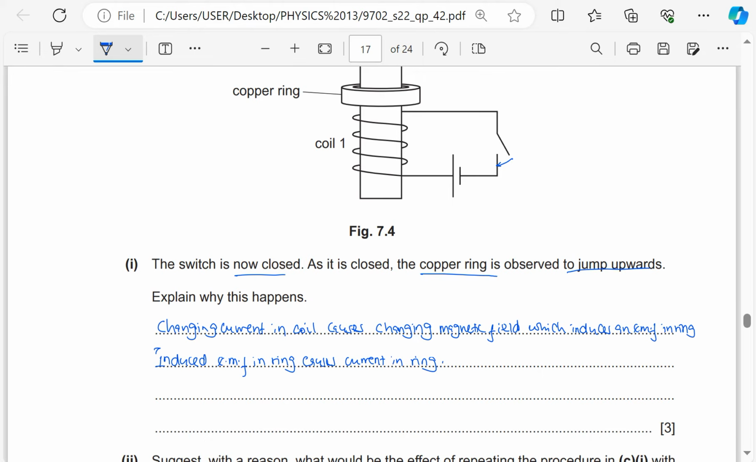So there are now going to be two magnetic fields here, one from the coil and another one from the current which is induced in the copper ring. These two magnetic fields are going to cause forces which are going to cause the ring to jump upwards. So the magnetic field due to the induced current in the ring interacts with the coil's field to cause an upward force on the ring.